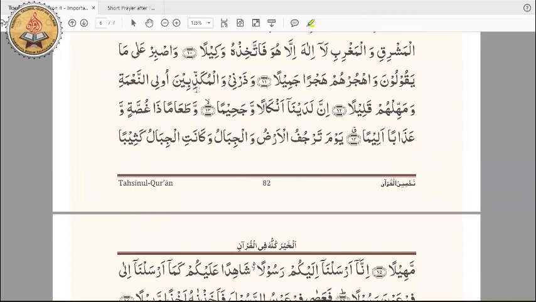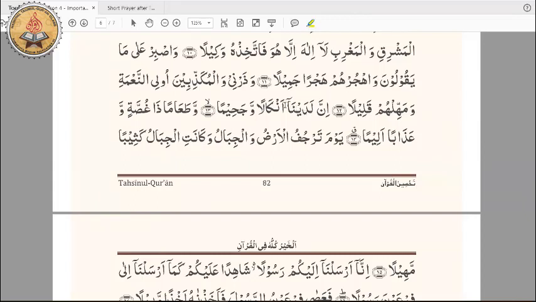وَذَرْنِي وَالْمُكَذِّبِينَ أُولِي النَّعْمَةِ وَمَهِّلْهُمْ قَلِيلًا. Just wait a second. وَالْمُكَذِّبِينَ. Okay. أولي النعمة ومهلهم قليلا. Excellent.